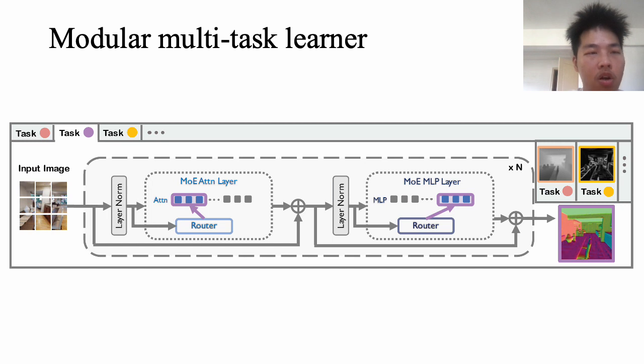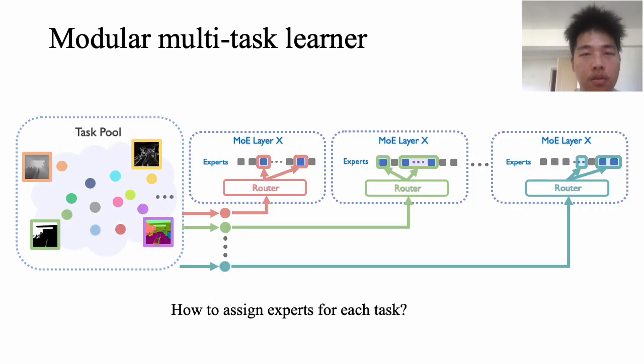So here is our modular multitask learner. We have a normal vision transformer, and we customize mixture of experts into it. So we have a mixture of experts attention layer and a mixture of experts MLP layer. It is supposed to solve multitask learning, and it will have multiple task heads for different tasks. Generally, it's just a vision transformer with mixture of experts. So the key in our model is how to assign experts for each task. We only want to train our model once, so how can we automatically assign experts for each task?